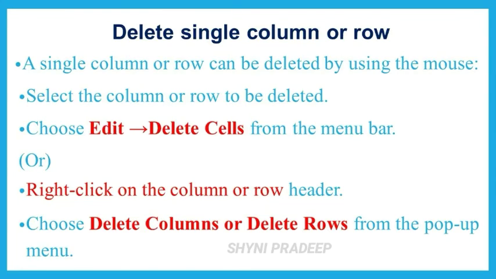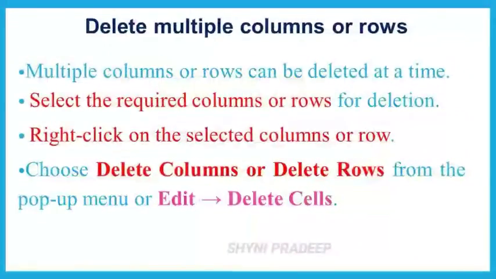Next, delete multiple columns and rows. Multiple columns or rows can be deleted at a time. For that, you have to select the required columns or rows for deletion. Next, right click on the selected columns or rows. Next, choose delete columns or delete rows from the pop-up menu. Otherwise, click on the edit menu and select the delete cells option.